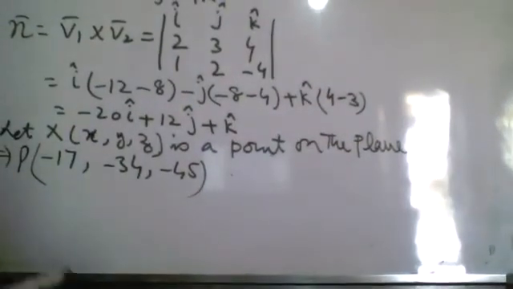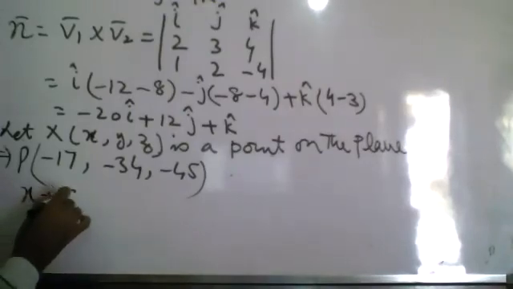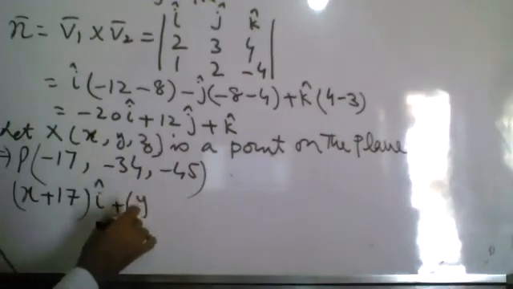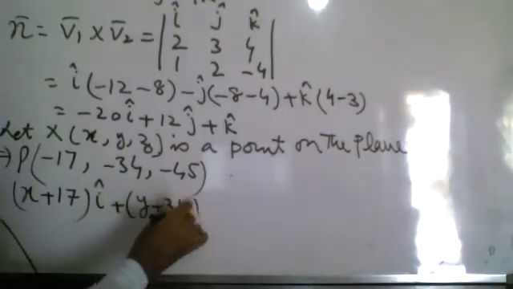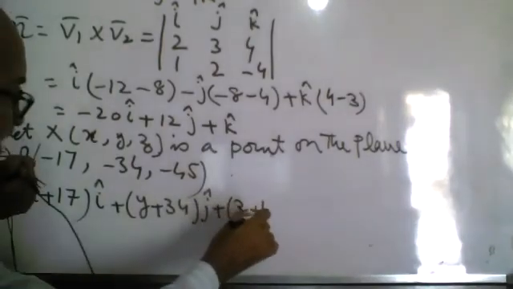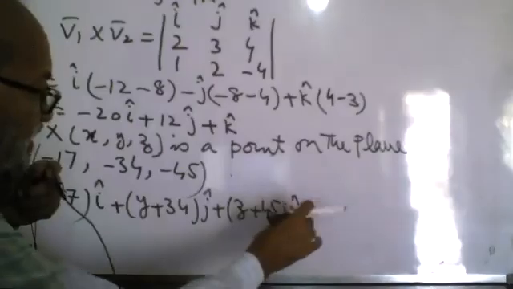I will write it here: x plus 17 i, plus y plus 34 j, plus z plus 45 k, equal to, this is the normal.